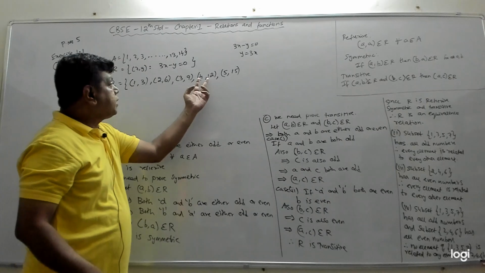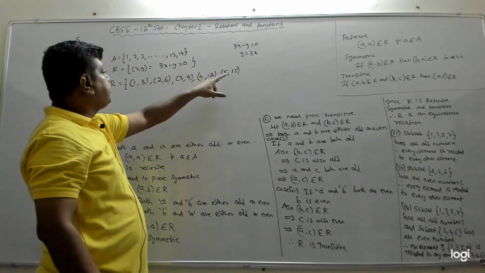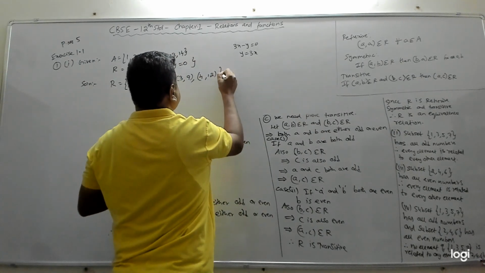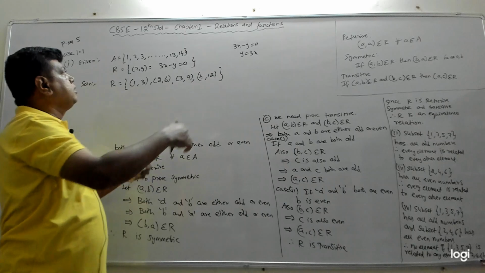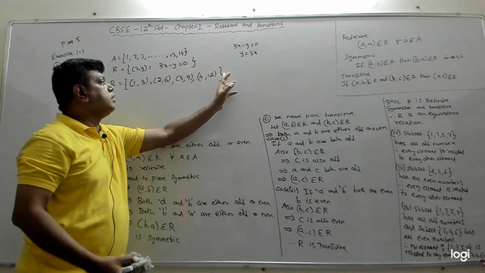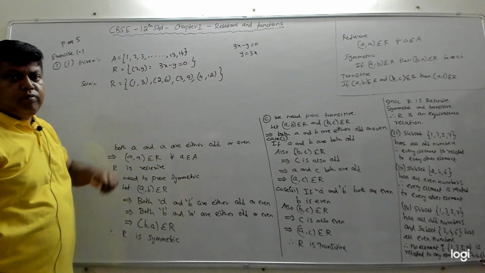So both these numbers should come from A. Here 5 is there, but 15 is not there, so we cannot write this. So we have to stop here, because if I keep on putting, after 4 I can put 5, 6, everything, but everything will exceed. The y value will be more than 14. So this is our R.